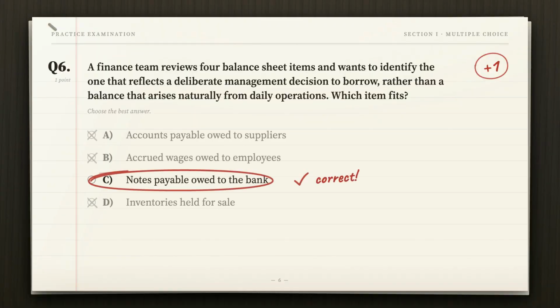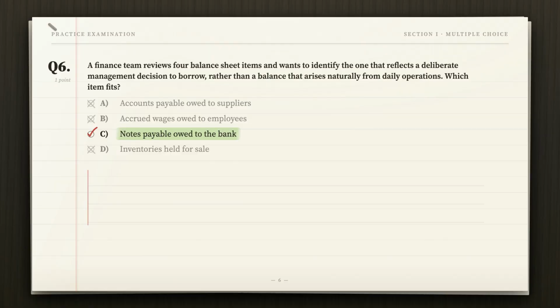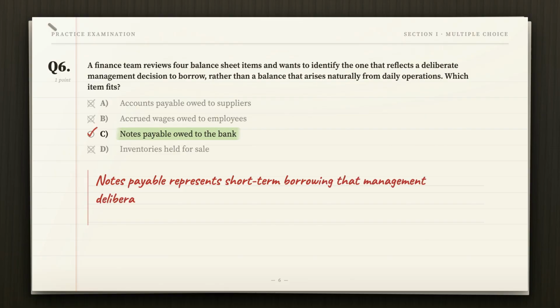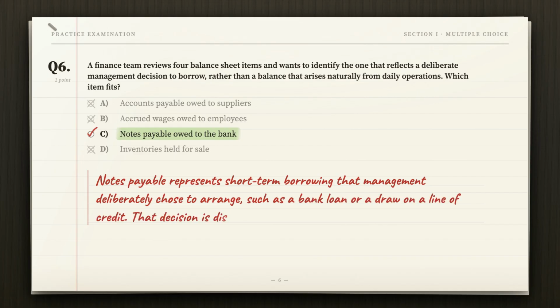The correct answer is C. Notes payable owed to the bank. C is correct because notes payable represent short-term borrowing that management deliberately chose to arrange, such as a bank loan or a draw on a line of credit. That decision is discretionary, unlike balances that build up on their own.